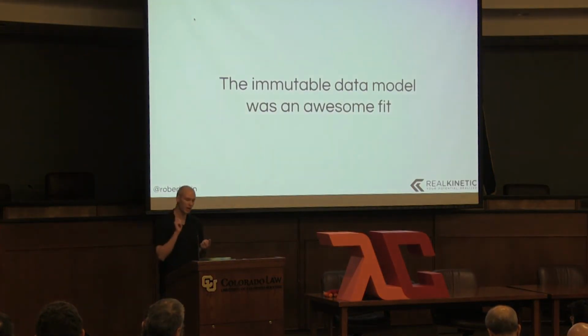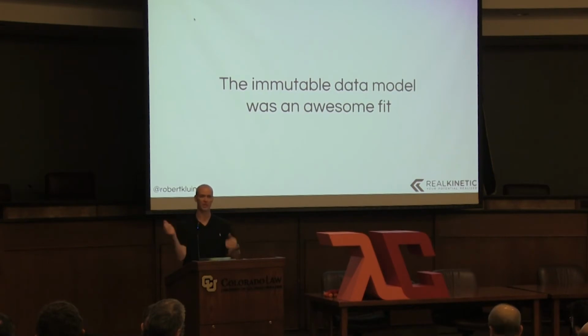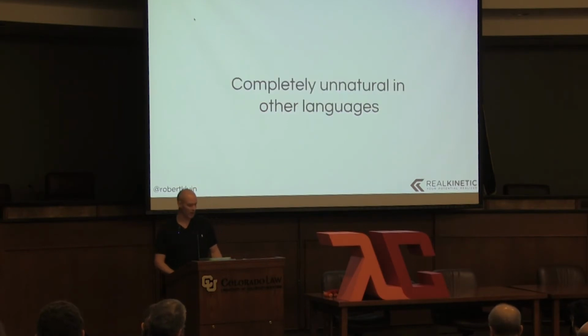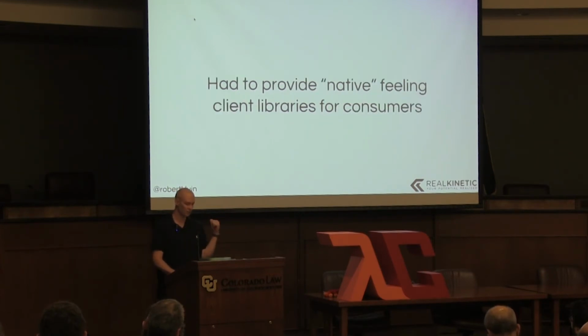So the immutable data model was an excellent fit for this problem. It's a core piece that basically is all about having an immutable data model accessible to other systems. Unfortunately, as it turns out, immutable data models are totally unnatural in many other languages, right? Lots of things depend upon just mutating an object. And so that's something that they've had to deal with a little bit.